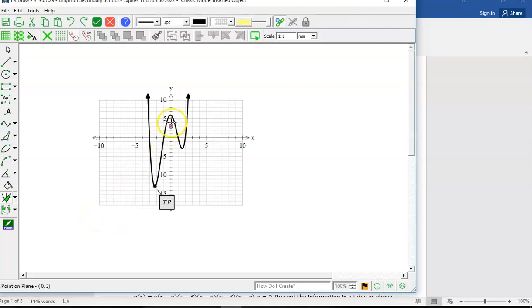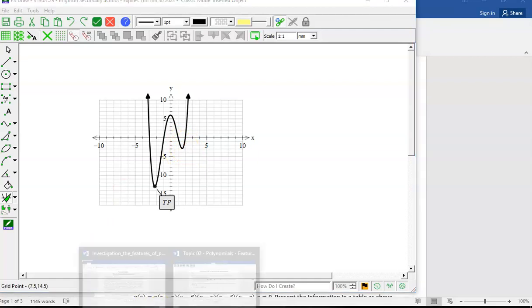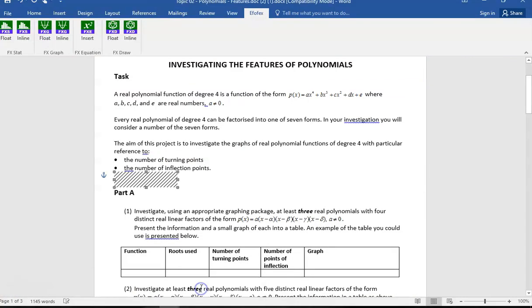And all you have to do for this investigation is count how many turning points there are. Is that difficult? 1 turning point? 2 turning points? 3 turning points. The other thing that they're going to ask you to investigate is, if we look back here, so we've got turning points, the number of inflection points.